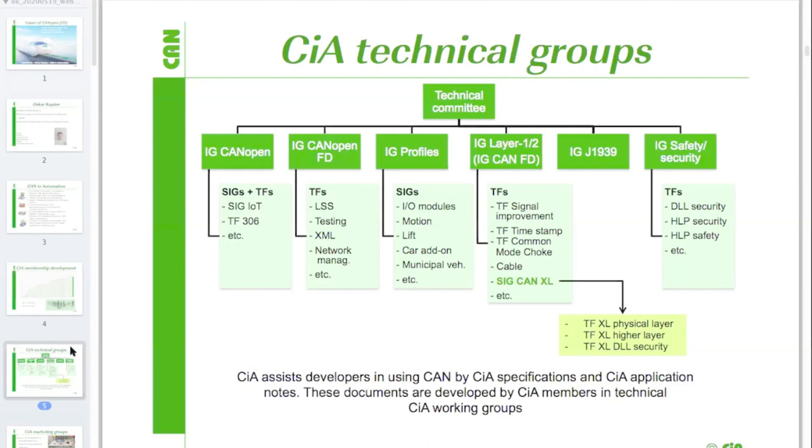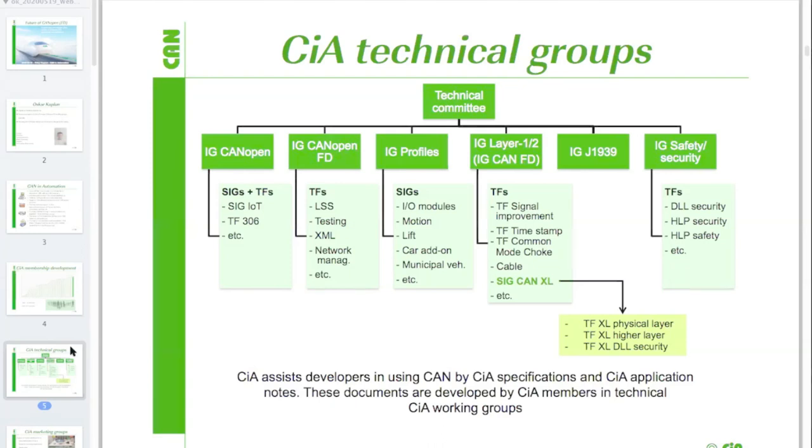So we had to separate them to get some overview of what we can do and where. We have also support of the lower layers, and there are special groups, IG layer 1 and 2. They are actually involved in developing new technologies together with semiconductor manufacturers and automotive. It is CAN FD and also the new technology CAN XL. We will talk about this a little bit later.